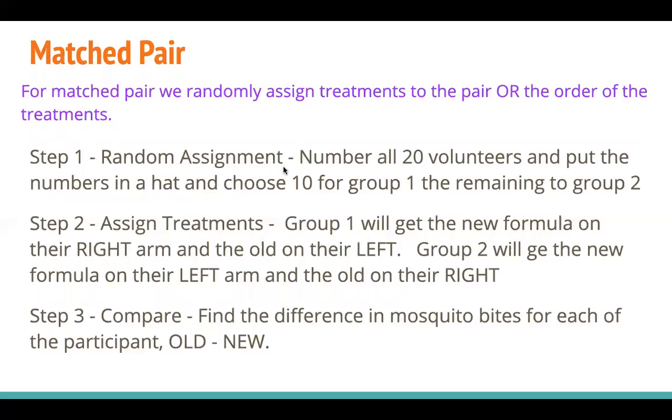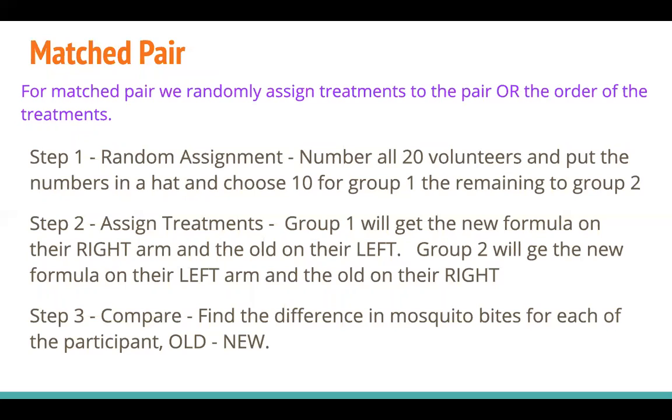Random assignment, I'll do that first step is the same. Number all the volunteers, put them in a hat, choose 10, remaining go to the other. Assigning the treatments, here's where I have a difference. Group 1 will get the new formula on their right arm and the old on their left. Group 2 will get the new formula on their left arm and the old on their right. So notice both groups get both treatments, but they are randomly assigning which arm the treatment goes on.